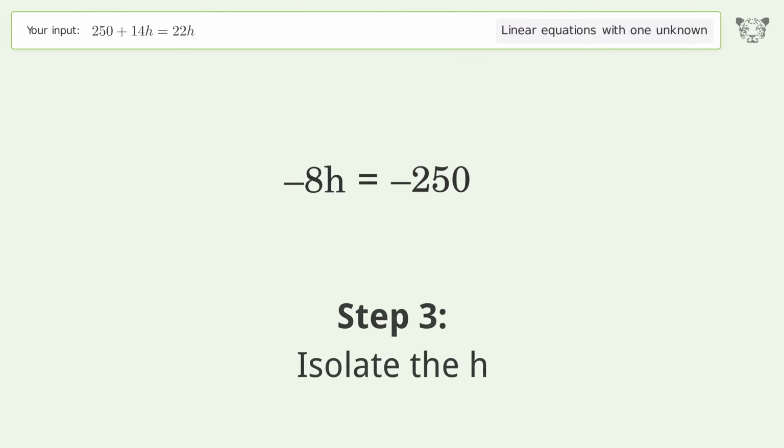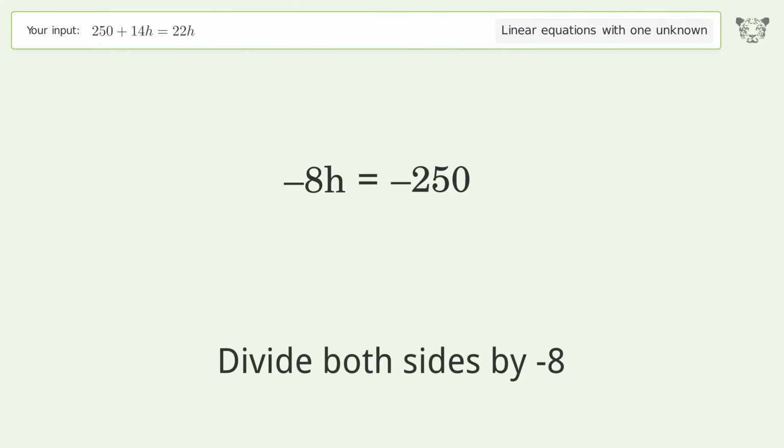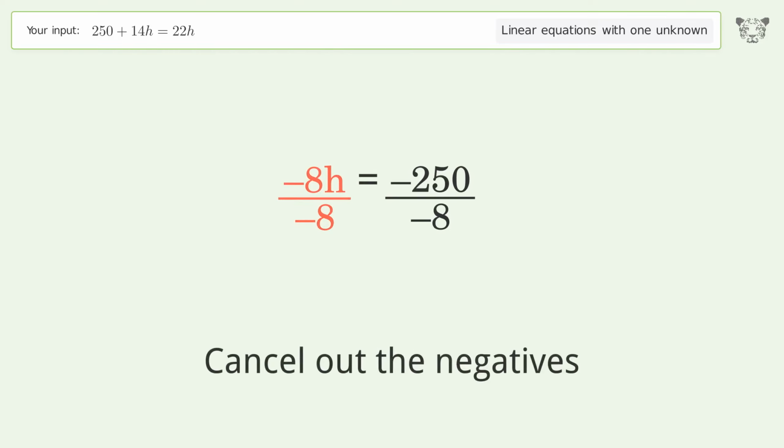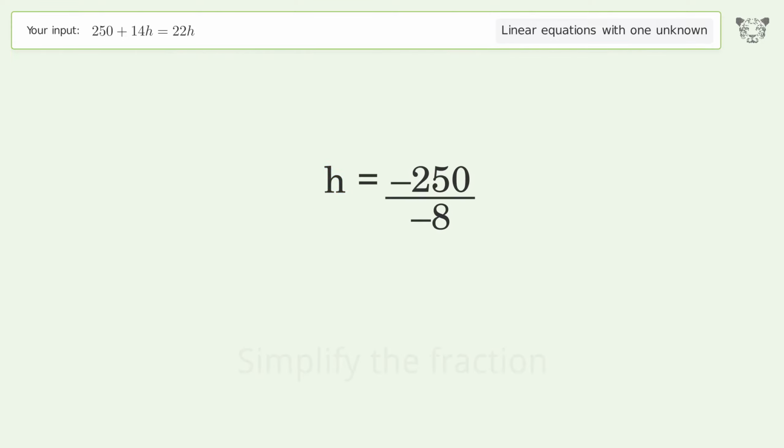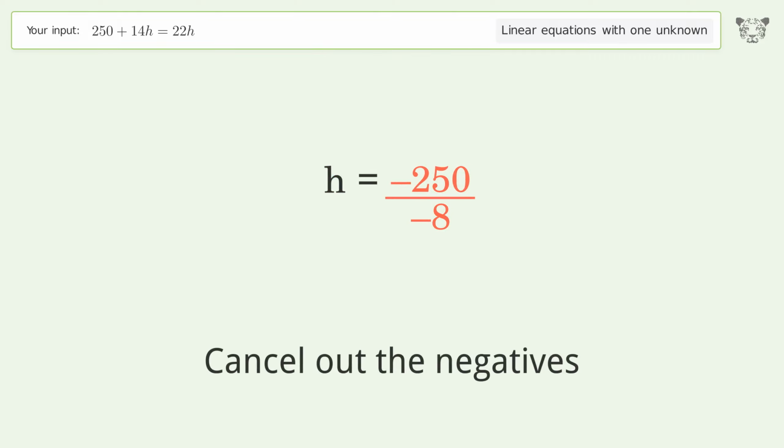Isolate the h. Divide both sides by -8. Cancel out the negatives. Simplify the fraction. Cancel out the negatives.